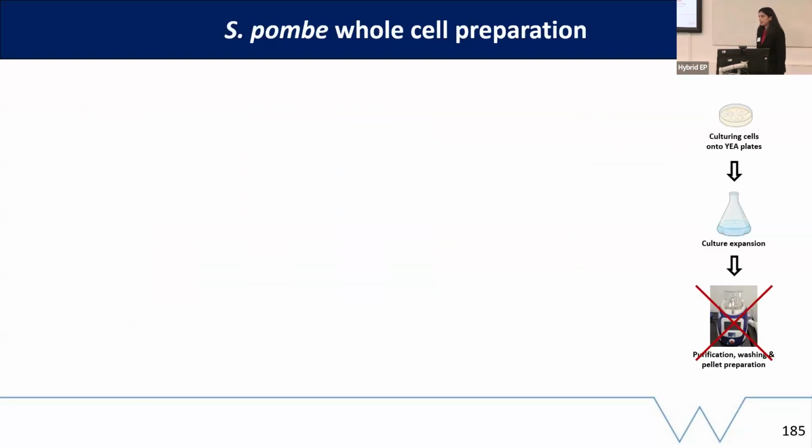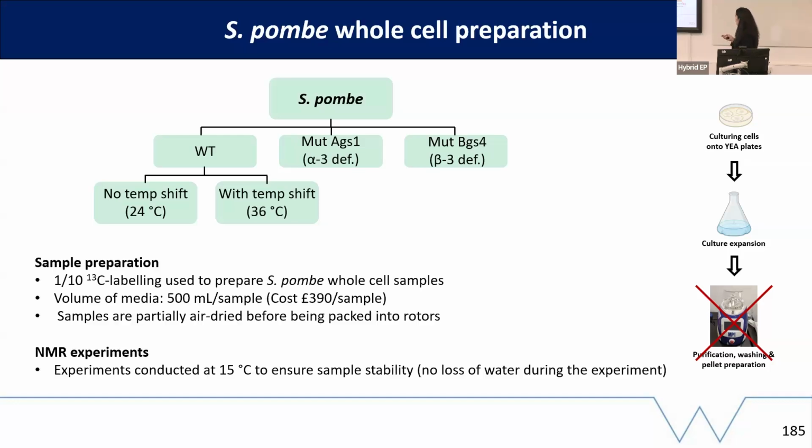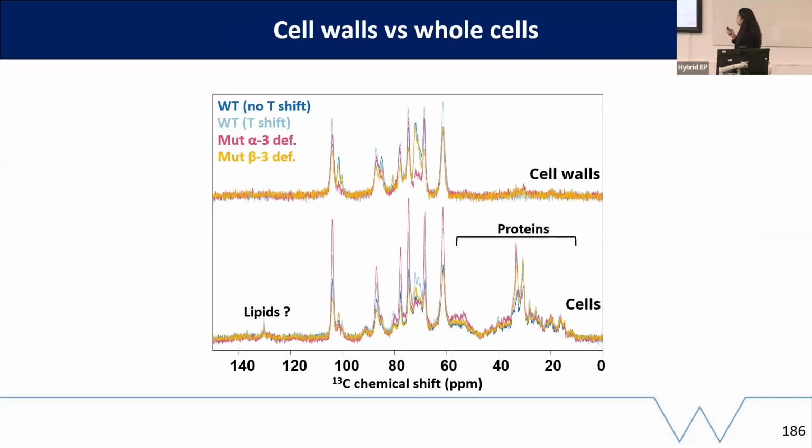Further, we also wanted to see how the whole cell looks. So we grew the same mutations, with the same temperature changes, and wanted to see the whole compositional change in the whole cell to have an overview of how the cell wall looks. So in this, we did not do the purification. We observed whole cells, with similar labeling, similar sample volume, and similar temperature to maintain consistency. So this is the comparative plot of the cell wall and the cells.